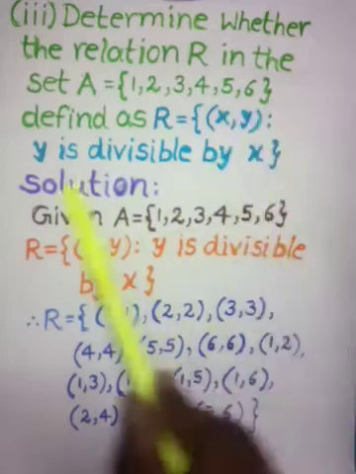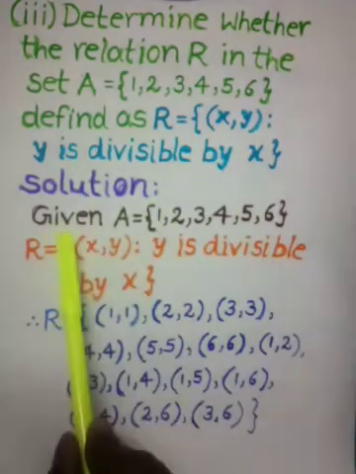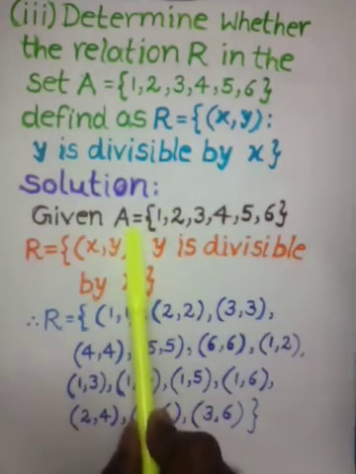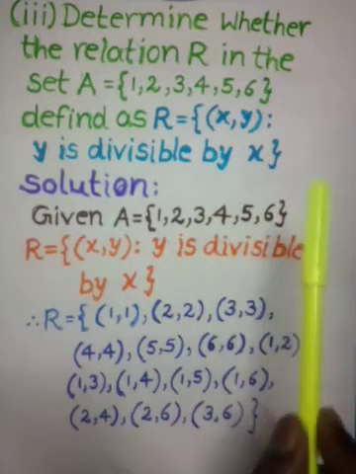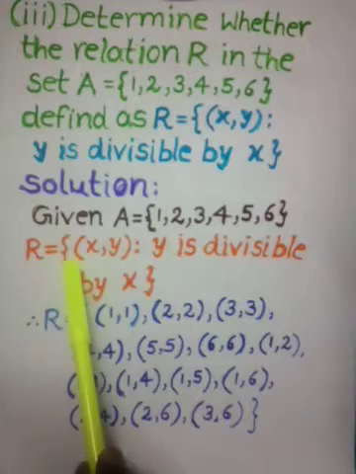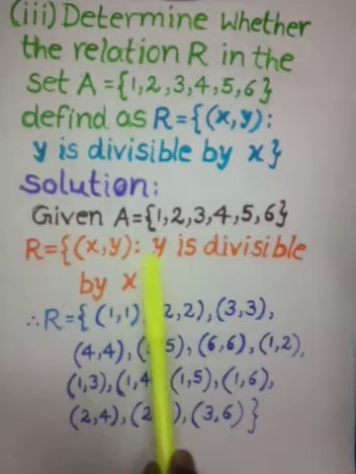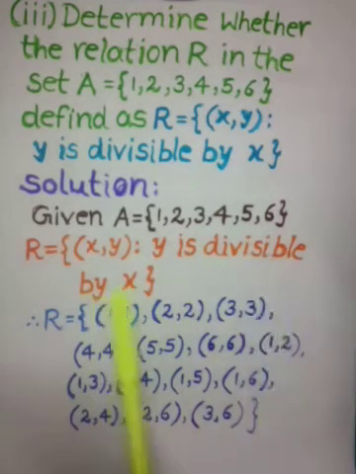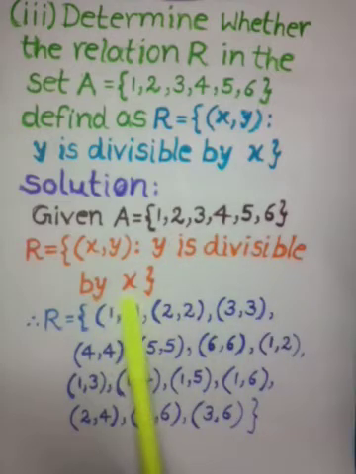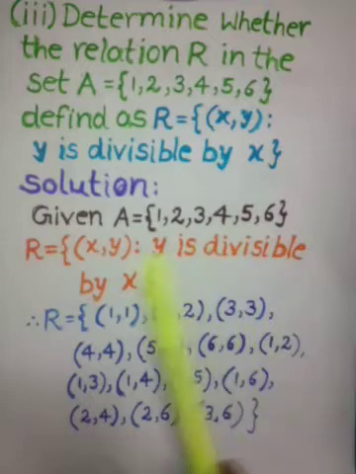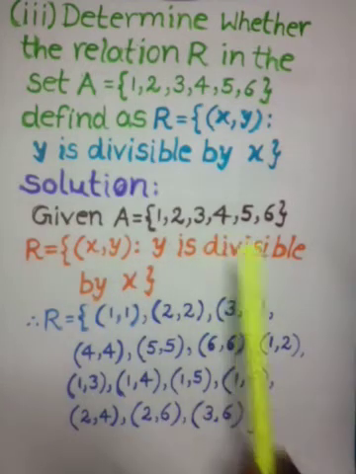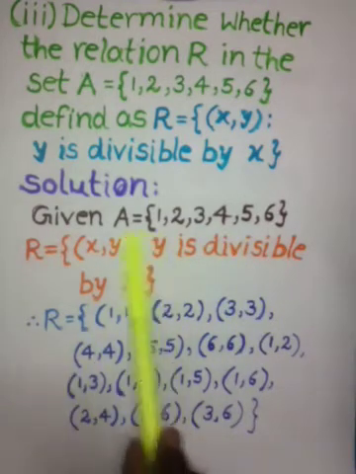Now come to the solution. First we write the given set. What is the given set? A = {1, 2, 3, 4, 5, 6}. What is the given relation? The set of all ordered pairs (x, y) such that y is divisible by x. What is meant by y is divisible by x? It means x divides y, isn't it? x divides y.